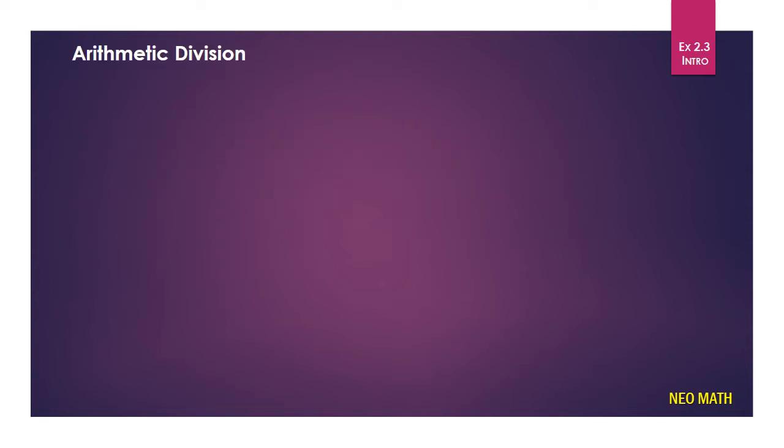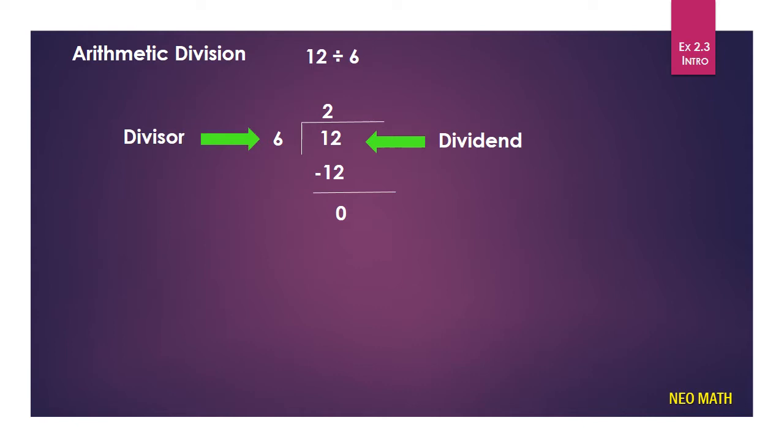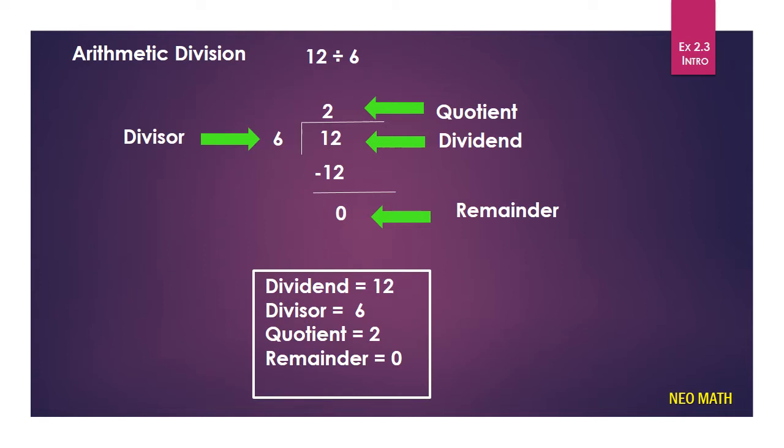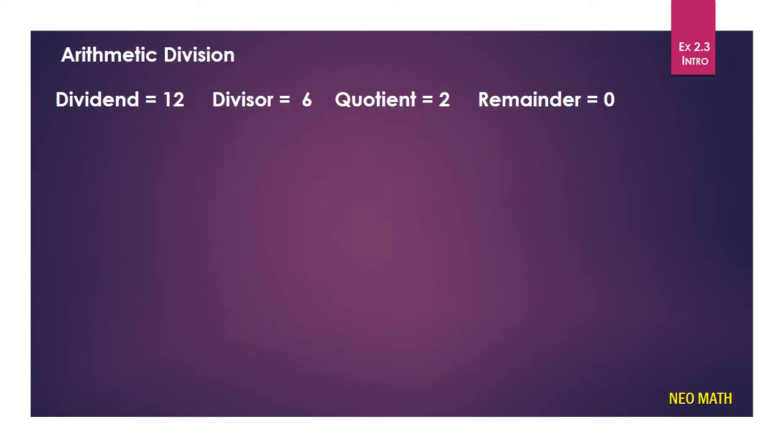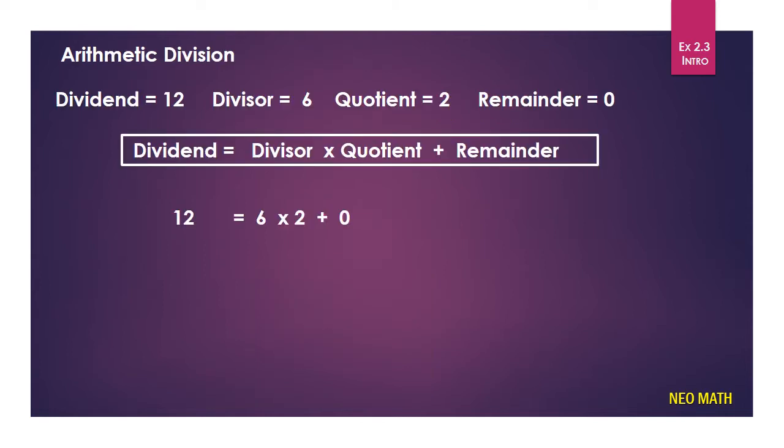Similarly, we divide 12 by 6. 12 here, 6 is the divisor. 6 into 2 is 12. Subtract, you get 0. So dividend is 12, 6 is the divisor, 2 is the quotient, remainder is 0. Let us verify the answer. 6 into 2 plus 0, we get 12. So the answer is correct.